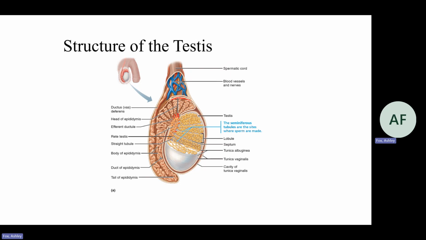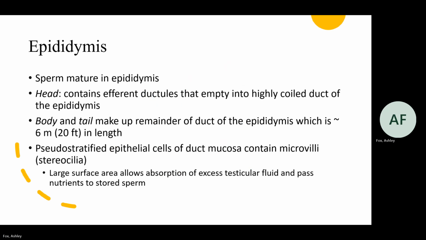So head of the epididymis is the widest part. And then it's going to go down to the body, which is kind of the middle part. And then it's going to lead to the tail, which is going to make the U-turn that goes into the ductus deferens. So again, sperm are produced at the seminiferous tubules, but they mature in the epididymis.